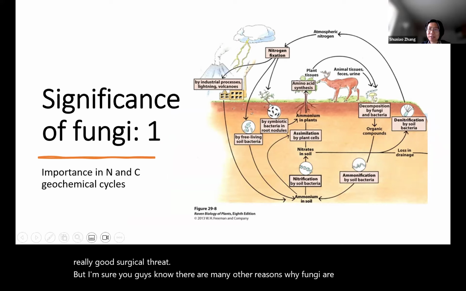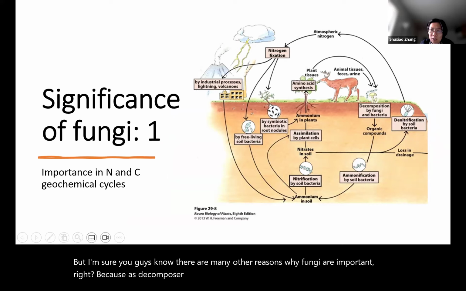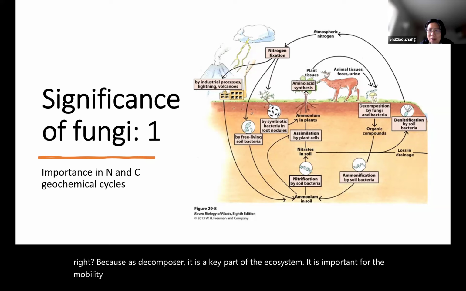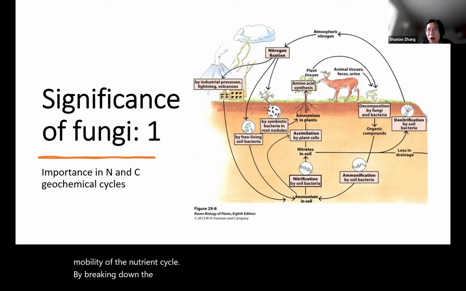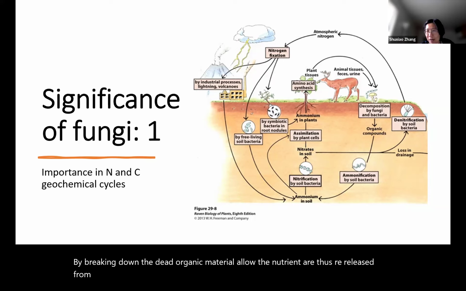Because as decomposers, they are a key part of the ecosystem. They are important for the mobility of the nutrient cycle. By breaking down dead organic material, a lot of the nutrients are re-released from where they're locked up in the body of the dead organism, and then those nutrients become available to other organisms in the ecosystem.